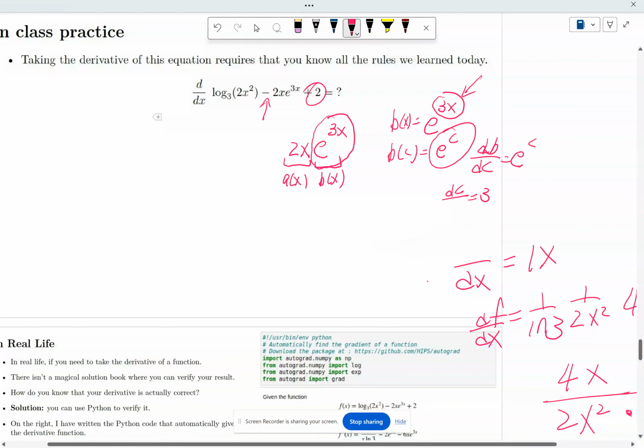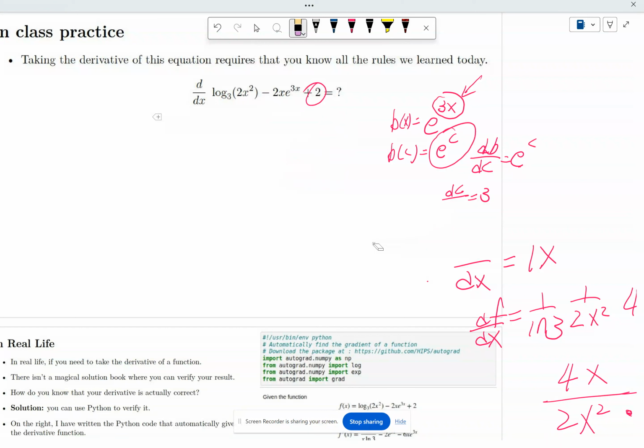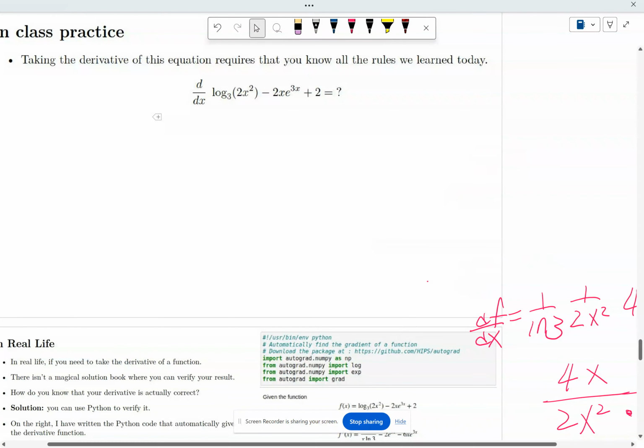So I think I messed it up slightly. I think I forgot to multiply them. Okay, one more time. 2x e to the 3x. So this right here is a of x, and this right here is b of x.